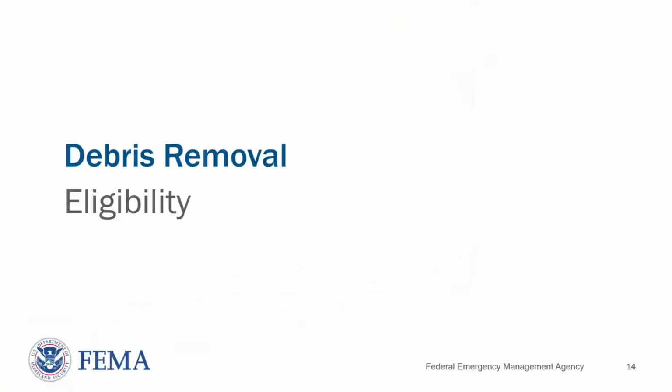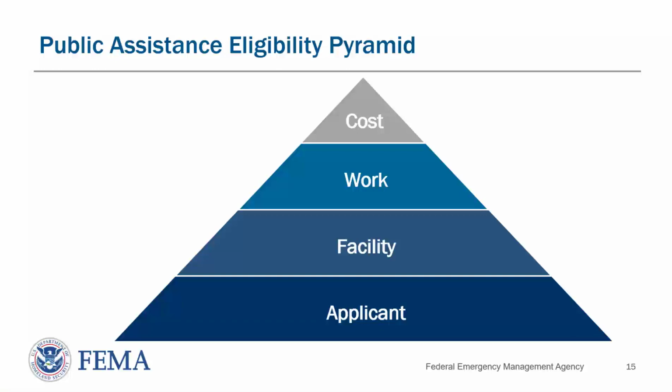We'll revisit that handout in a little bit, but now I want to talk about eligibility. So this section is going to cover generally where and what you can pick up, as well as who can do that labor. So if you think about eligibility, it is a pyramid. Everything kind of builds on top of each other. If you see here, it says applicant, facility, work, and cost.